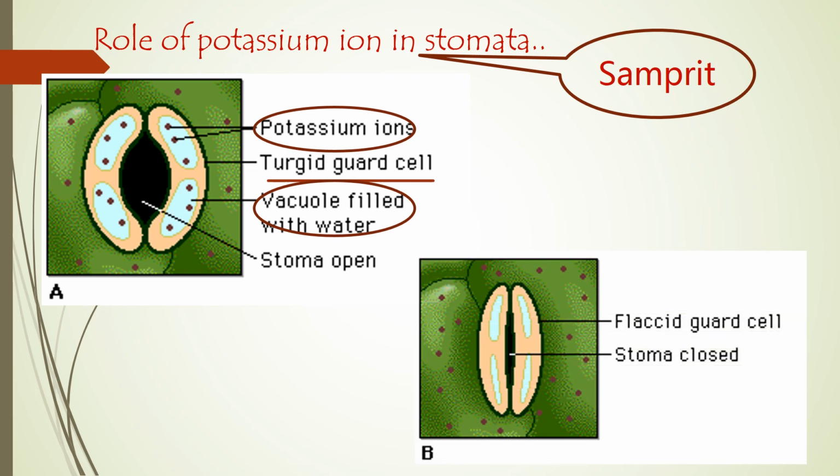This is a flaccid structure where you can see the potassium ions are outside, meaning in the epidermal cell. So now the stoma is closed and the guard cell is flaccid. Hopefully your query is solved. Very good, and you can send me many more queries. Of course, I will answer those.